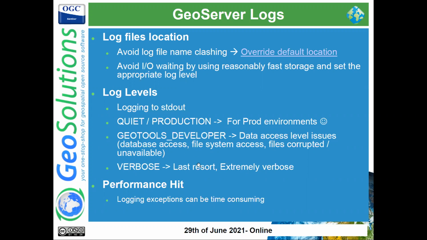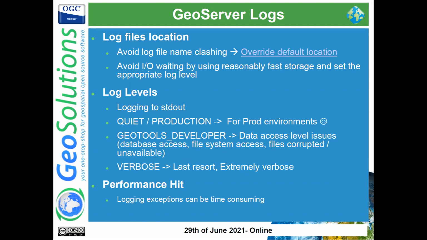There are several log levels, as we mentioned before. For production environments, use either quiet or production. GeoTools developer, we usually use this when we're trying to debug problems at the data access level. So maybe database access, the database is not reachable by GeoServer, or the file system is not writable, files are corrupted, unavailable, these kinds of things.